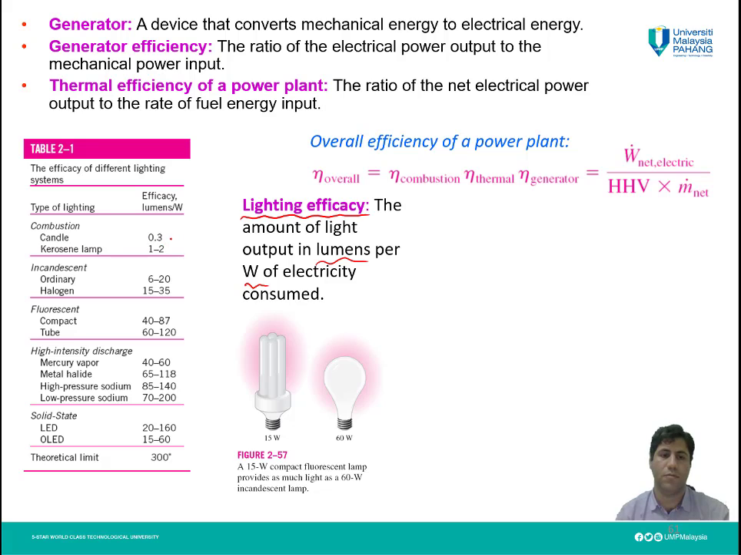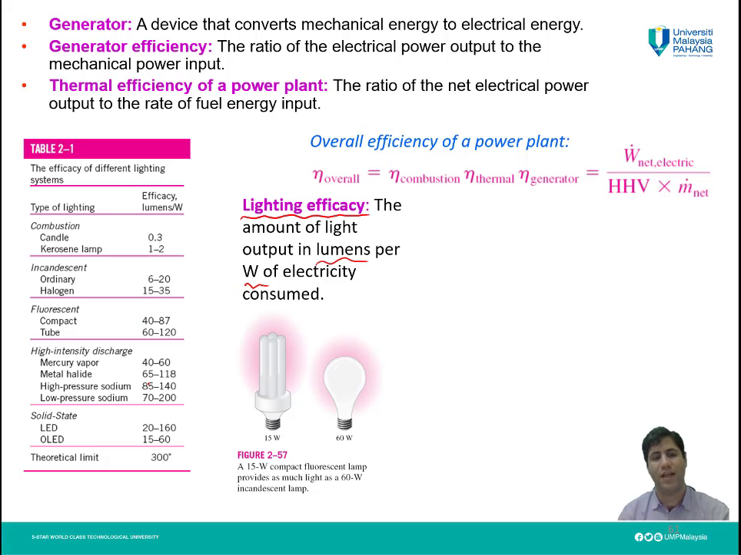They provide very low efficacy. How much is the candle? Just 0.3. Compared to the LED and other types of light source, you can compare which one is higher. The fluorescent lamp, you can see here how much it is, is much higher than combustion and much higher than incandescent lamps.